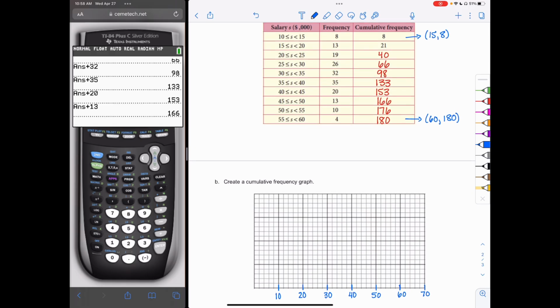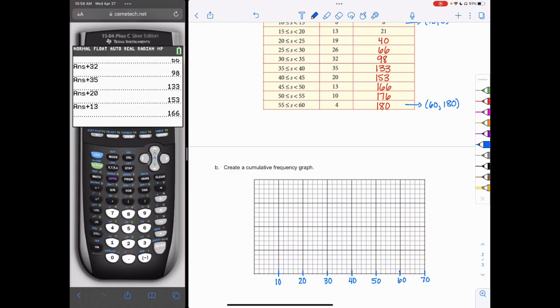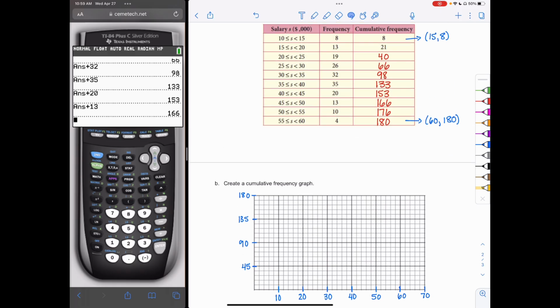All I have to do now is look at my cumulative frequency. My cumulative frequency needs to go all the way to 180. So in order to go to 180, I have 4 major grid lines here, and I am going to go by 45. If I go 45, then I'm at 90, then I'm at 135, then I'm at 180. You can scale by whatever you want to. If you wanted to go by 50s, you could have gone by 50s. Your points in your graph should still give you the same result.